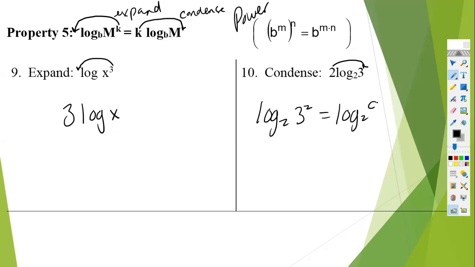3 squared is 9. And you simplify if you can. Can I simplify 3 squared? Yes. So I'm going to write it as log base 2 of 9. You're going to always choose the most simplified. Good question.